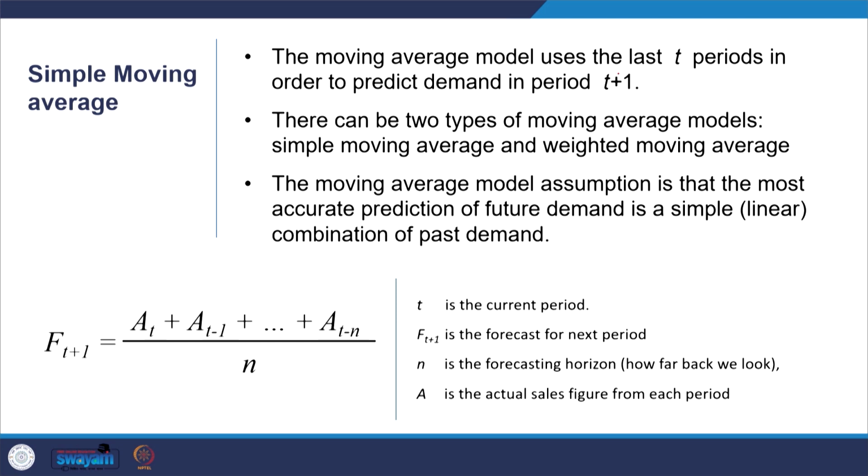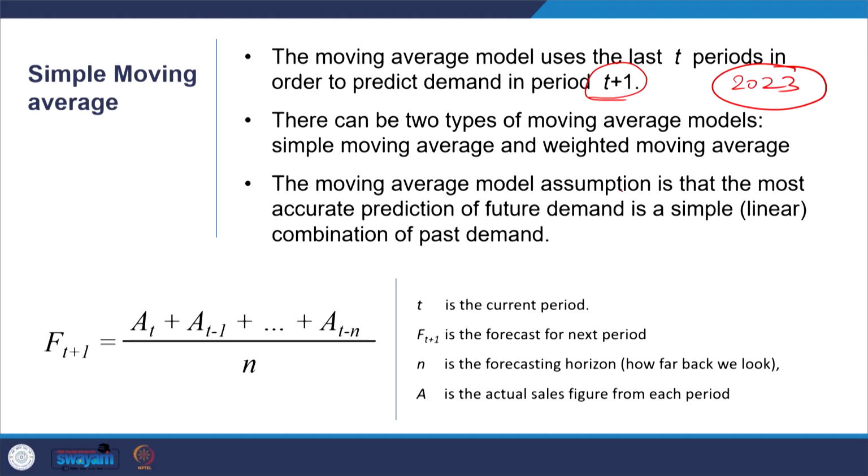The moving average model uses the last t periods in order to predict demand in t plus 1. So, last year's data is used, for example, to predict the 2023 demand. There can be two types of moving average methods, simple and weighted. In a simple one, you do not give any weightage to any year, they are all equal. Or you can do a weighted moving average, where the closest data is given the highest weightage, and as the data gets older, less and less weightage is given.